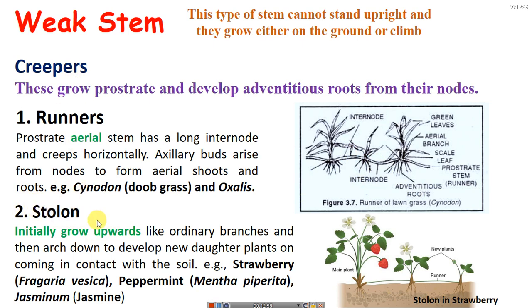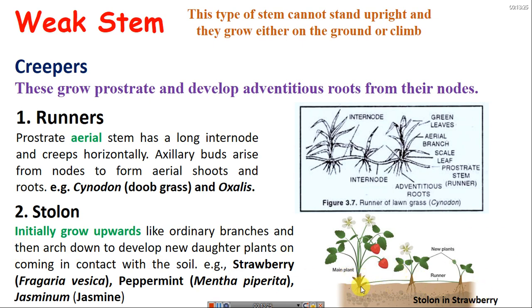We see these kinds of stems in strawberry, in peppermint, in jasmine. So you see here, they initially grow upwards, and like an ordinary branch they grow upward, and then they arch down into the ground to give rise to daughter plants. This is the example of stolon in strawberry.